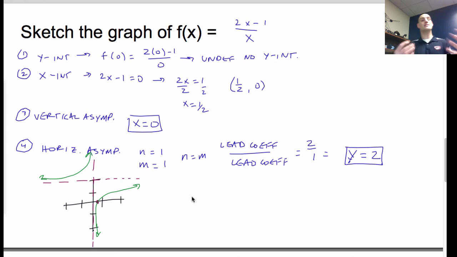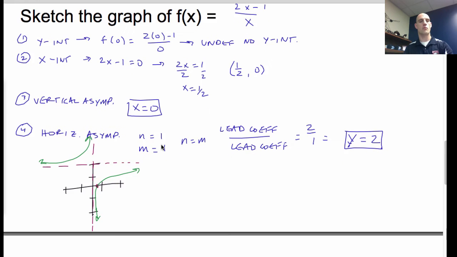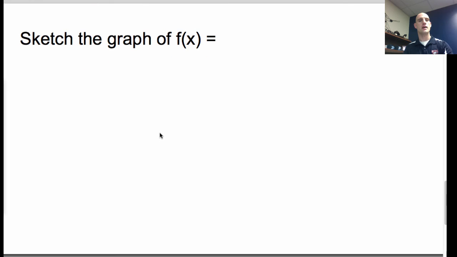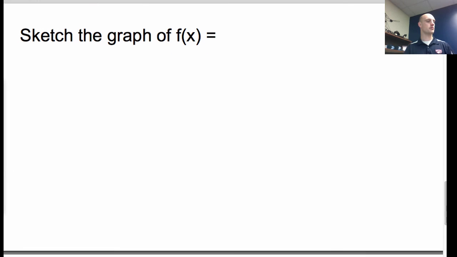Okay, so that's the process of working through these. Let's do one that's a little bit more complicated, but really it's the same 4 steps with that 5th of the peek and sketch. One more example. In this case, f of x is going to be equal to 2 times x squared minus 9 over x squared minus 4.